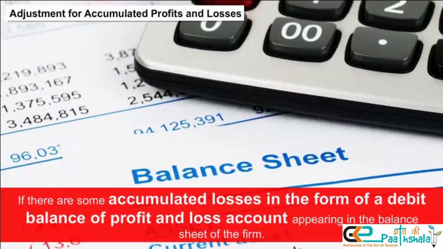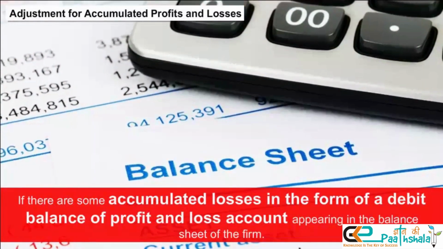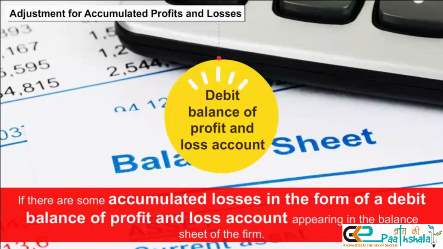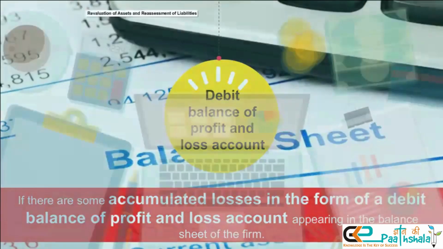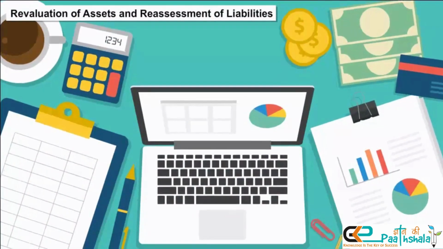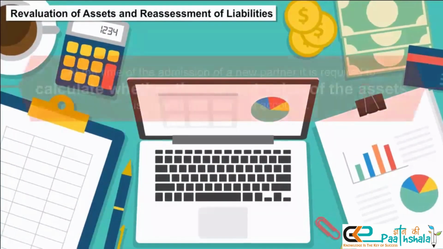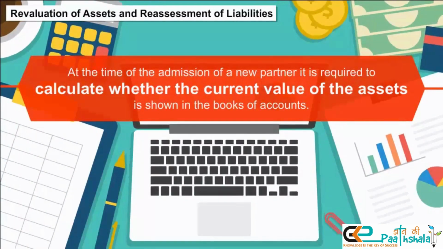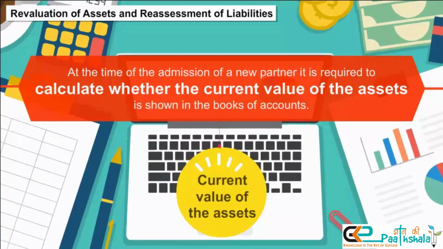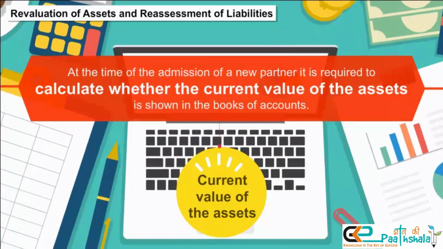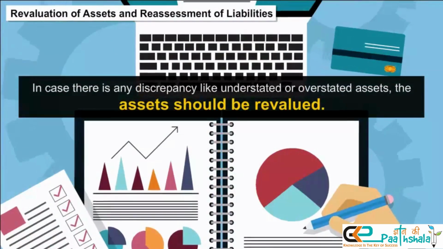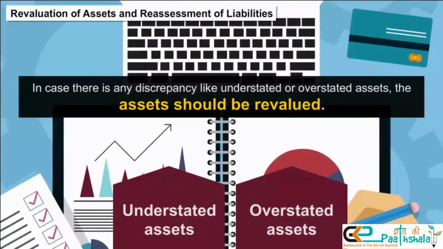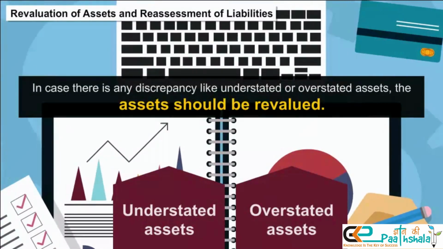And if there are some accumulated losses in the form of a debit balance of profit and loss account appearing in the balance sheet of the firm, they are treated the same way. Revaluation of assets and reassessment of liabilities. At the time of the admission of a new partner, it is required to calculate whether the current value of the assets is shown in the books of accounts. In case there is any discrepancy like understated or overstated assets, the assets should be revalued.